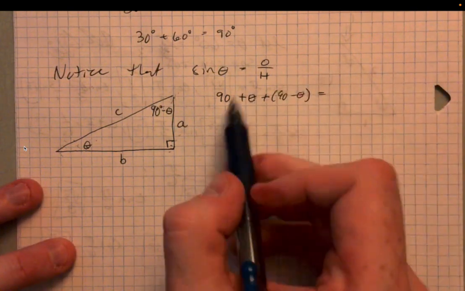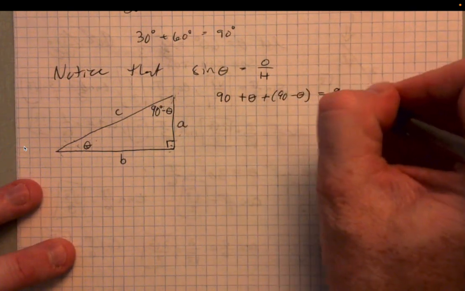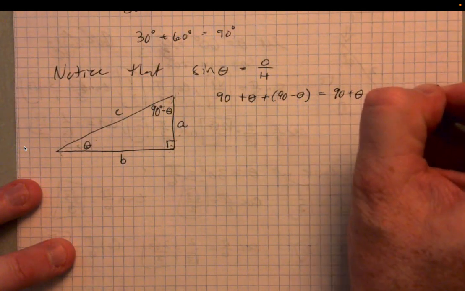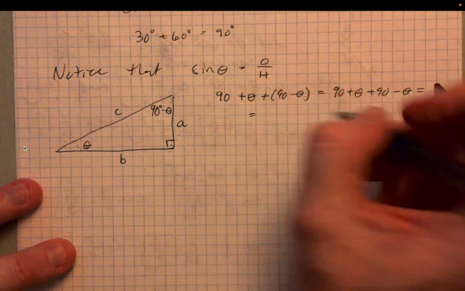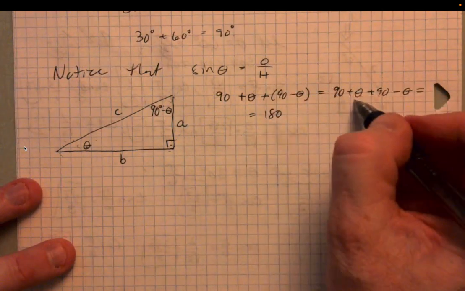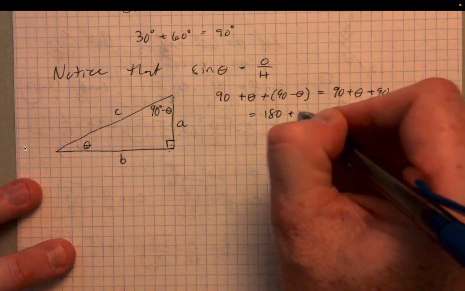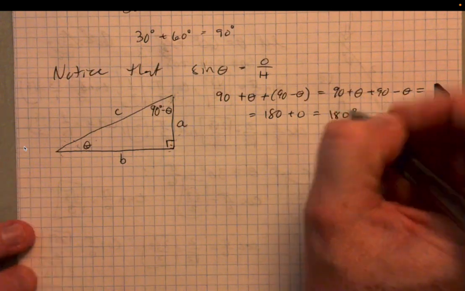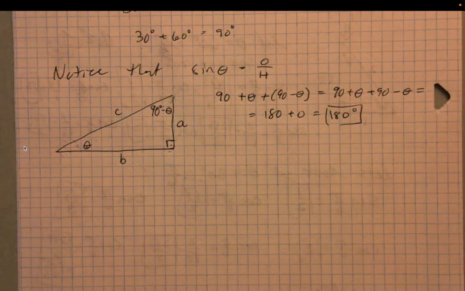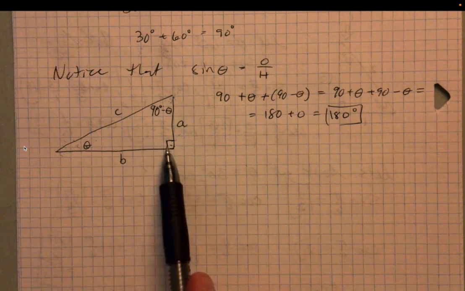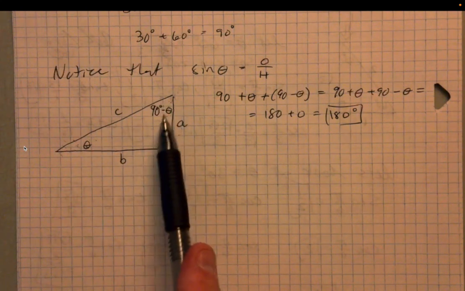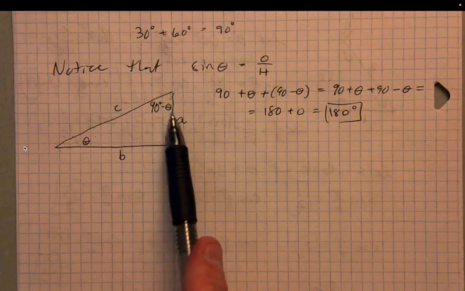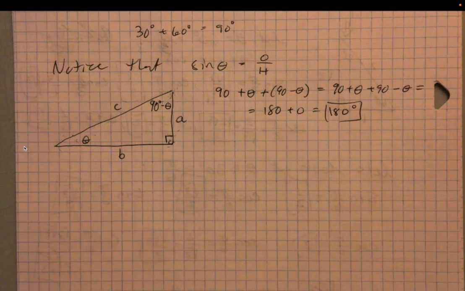Right? And so what does that equal? So I've got 90 plus theta plus 90 minus theta. And so I've got 90 plus 90 is 180. Theta minus theta is 0. Right? And so you can just kind of see algebraically that if I have a right triangle and one of the angles is 90 and the other one's labeled theta, an appropriate label for the third angle is 90 minus theta.